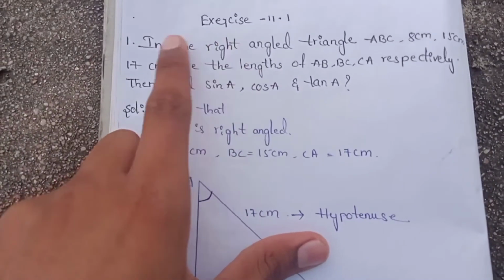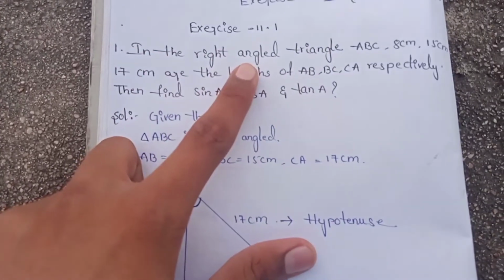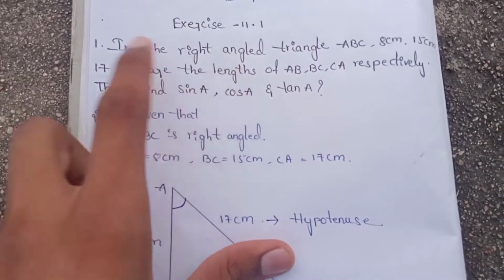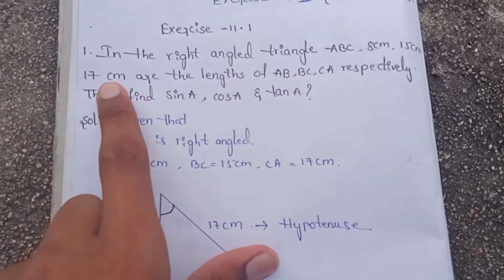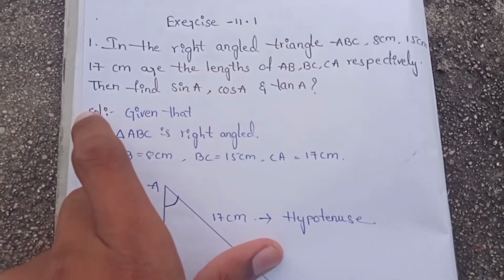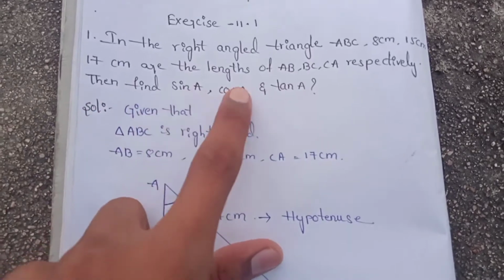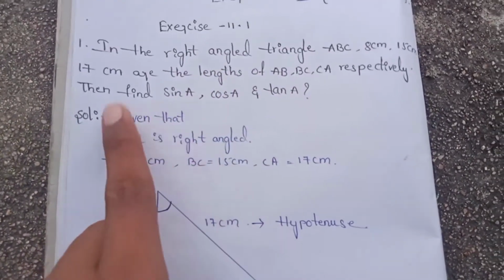See here, exercise 11.1, first one. In the right angle triangle ABC, 8 cm, 15 cm, 17 cm are the lengths of AB, BC, CA respectively. Then find sin A, cos A, tan A. See what is given here.